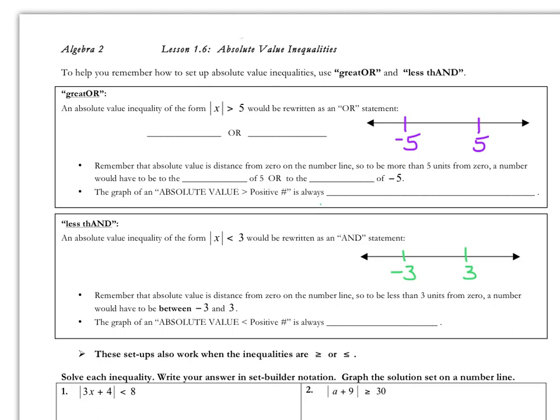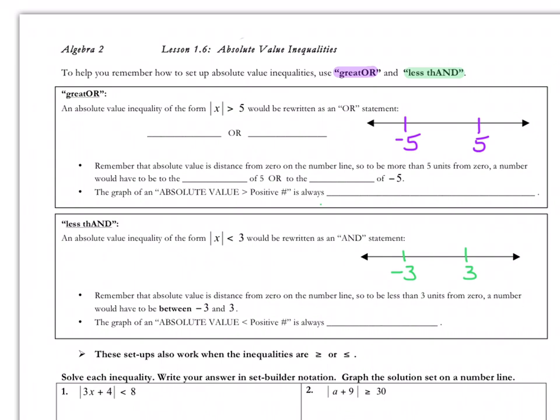This is a continuation of Lesson 1-6. This is absolute value inequalities that we're solving rather than equations. So to help you remember how to set up these inequalities, I have a little suggestion here. We're doing greater than absolute values, and the little phrase "greater" will help you hopefully remember that a greater than absolute value inequality is an or statement, and then "less than" is to help you remember that a less than absolute value inequality is an and statement.